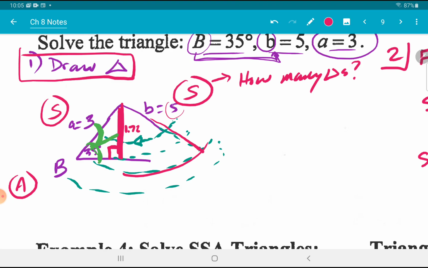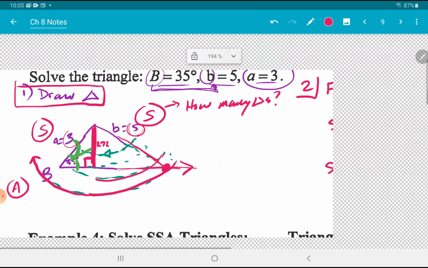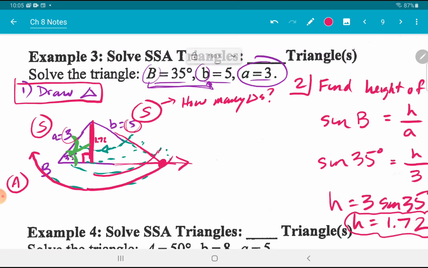Not only that, but notice how the 5 is also bigger than the 3. So that 5 is going to be extra long and go past the height and also go past the a value of 3. So as it turns out, you're only going to be able to create one triangle way out here. That purple line will have to extend out here and create only one triangle. So in this case, now I know that I only have one triangle. Okay? So I have one triangle here.